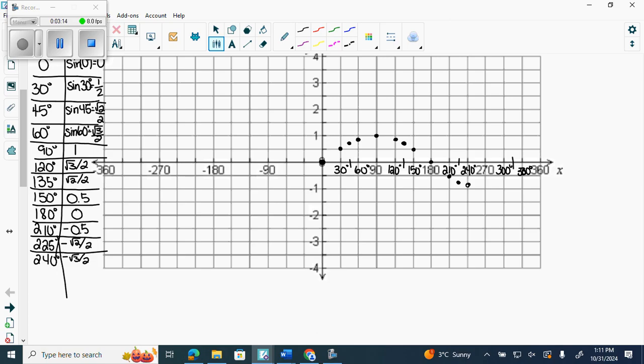270 is what? Negative 1. Then 300. What's sine at 300? Negative root 3 over 2. That's 315. Negative root 2 over 2.